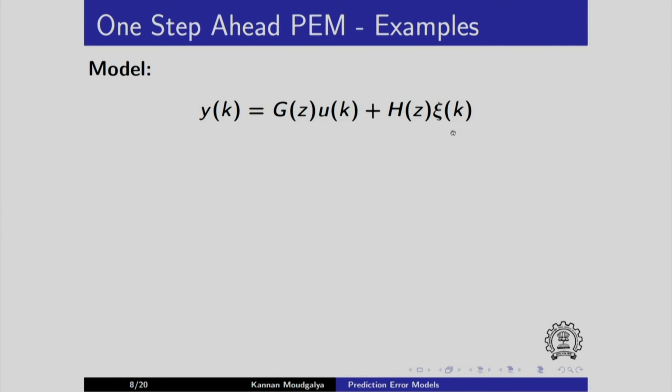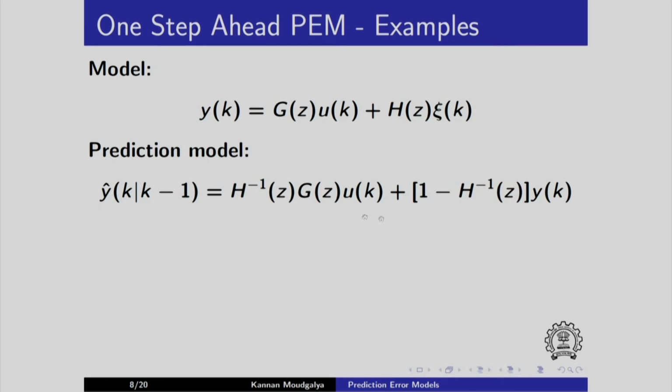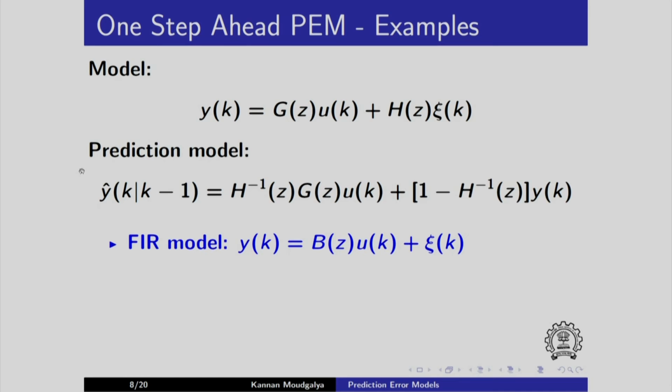Let us consider an example of this type. Then the prediction model is what? Recall the prediction model that we arrived at a couple of slides ago. Here we have to substitute for G and H and we will get the prediction model.